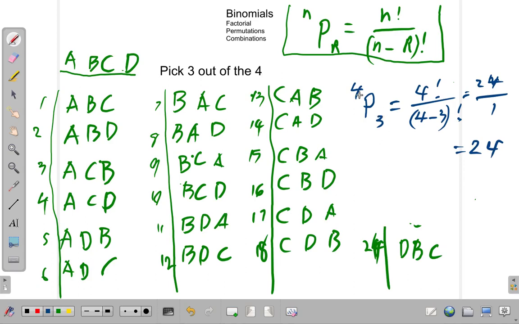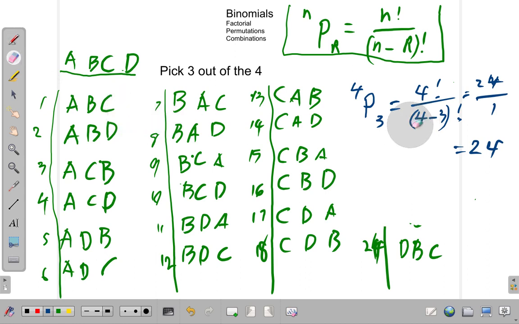Okay, last video we saw this formula saying that the number of permutations, that is arrangement where the order matters, is equal to n factorial over n minus r factorial, where n is the number of items available and r is how many you choose out of n to arrange. It worked when you have 4 and choose 3.